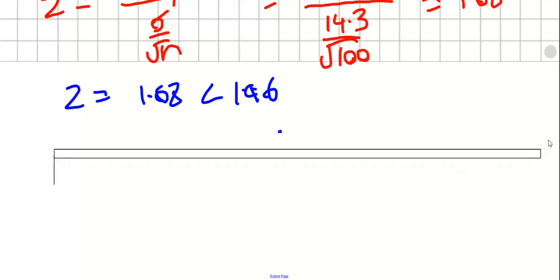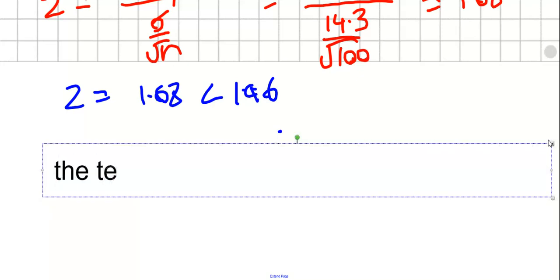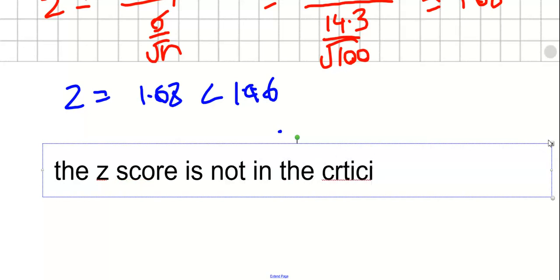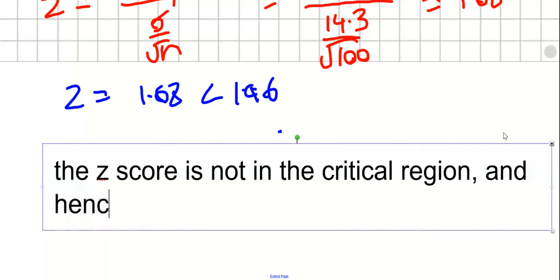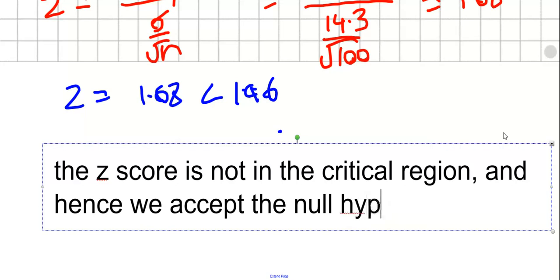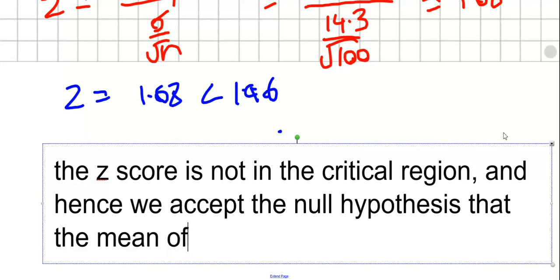Okay, so the test statistic, or the z-score, is not in the critical region. And hence we accept the null hypothesis that the mean is 50. Is that okay with you guys?